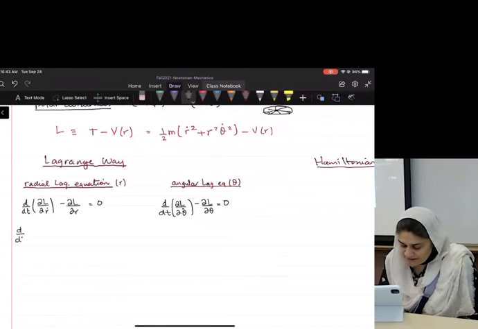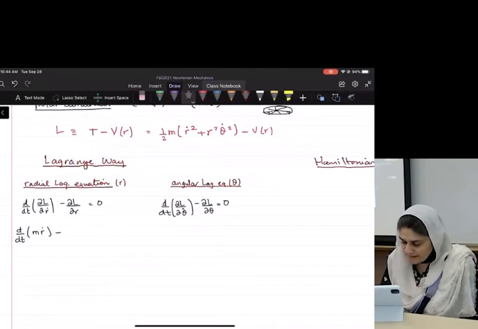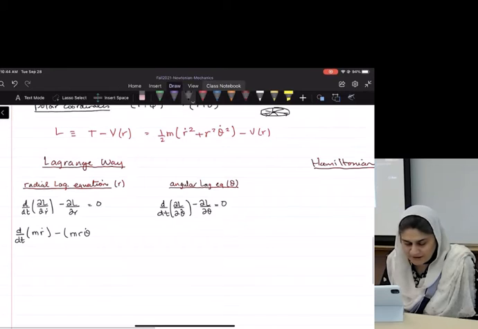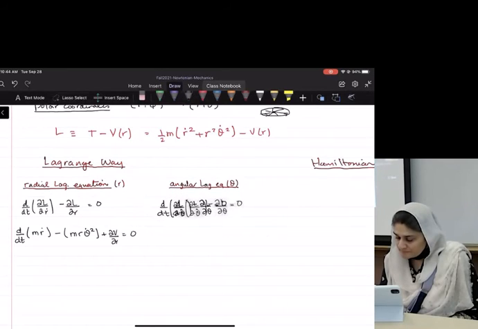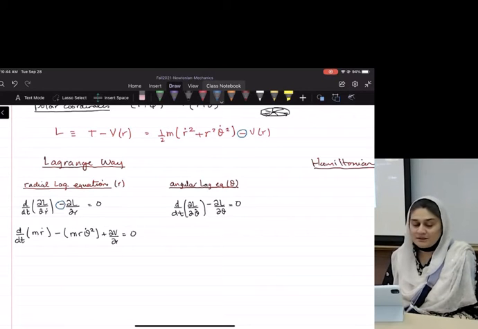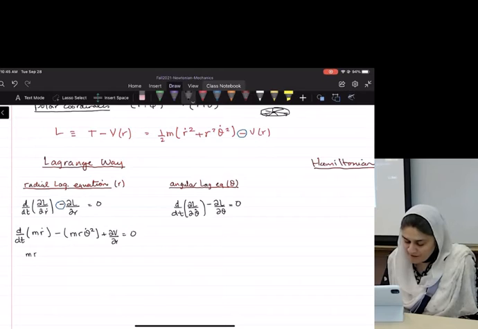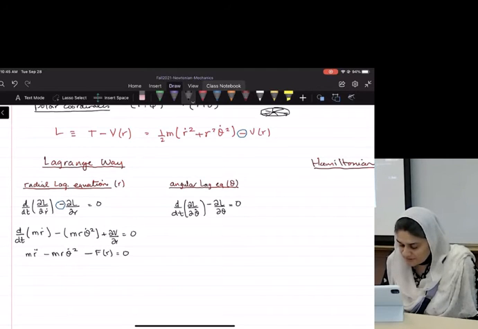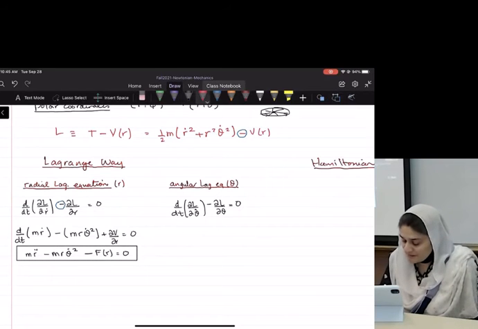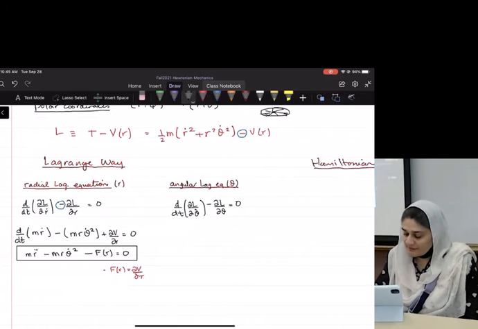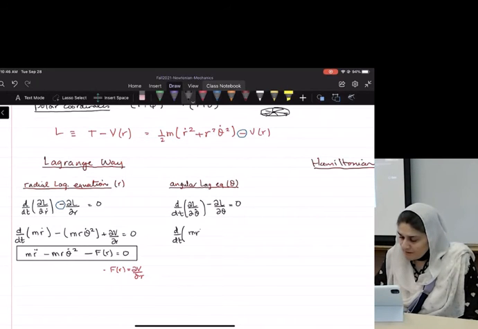So this would be d over dt of m r dot, minus m r theta dot squared, plus partial V over partial r equals 0. Does everybody realize why I have a m r theta dot squared there? Yes. Okay, so then may I write this as m r double dot minus m r theta dot squared minus f as a function of r equals 0, because did we not say that f of r could be written as partial V over partial r with a minus sign? Okay, then this means I can write d over dt of m r squared theta dot minus 0 equals 0.